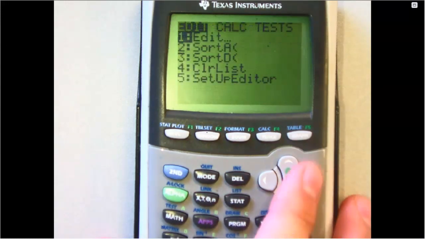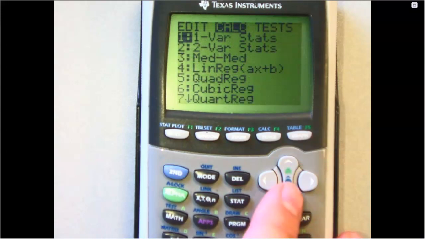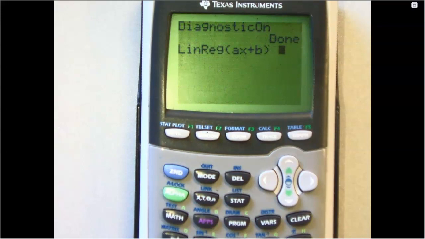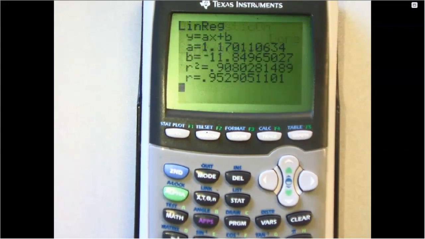So stat, calc, linear regression. Do the same thing, and now it should pop up with r squared and r. So you should have 4 numbers on your screen at this point. If you don't, please let me know so I can get you straightened away. Everybody's got 4 numbers?